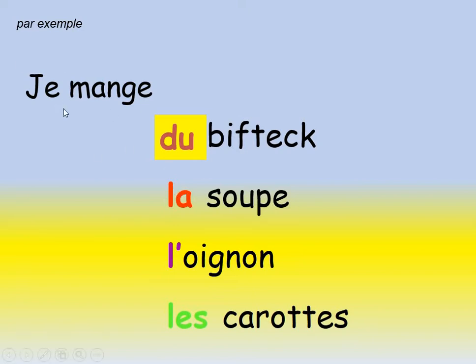Moving on to a feminine one. Je mange la soupe. Doesn't sound quite right to a Frenchie. Quick change. Je mange de la soupe. I eat some steak. I eat some soup. Oignon there being an onion. Je mange l'oignon. Je mange de l'oignon. It flows better. I eat some onion.